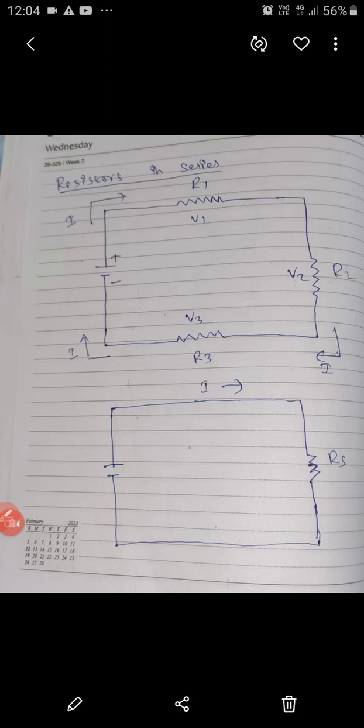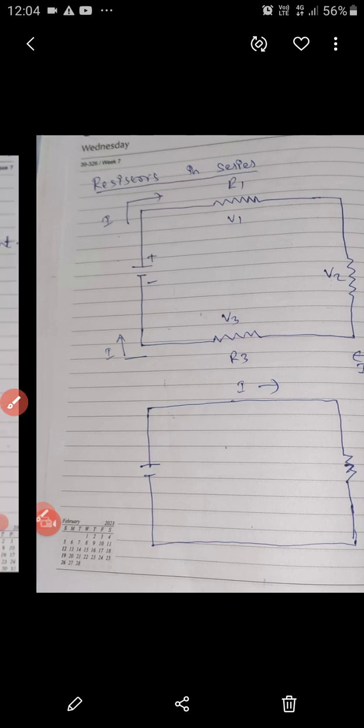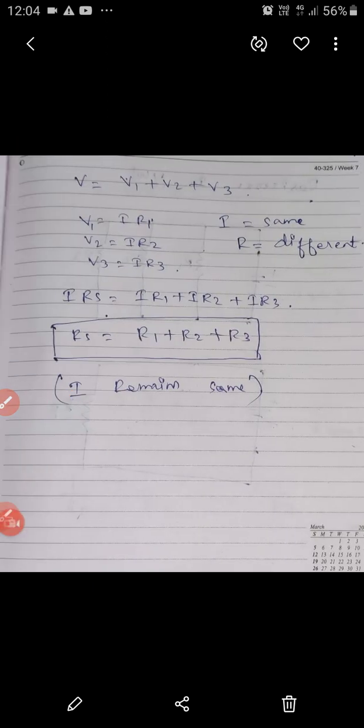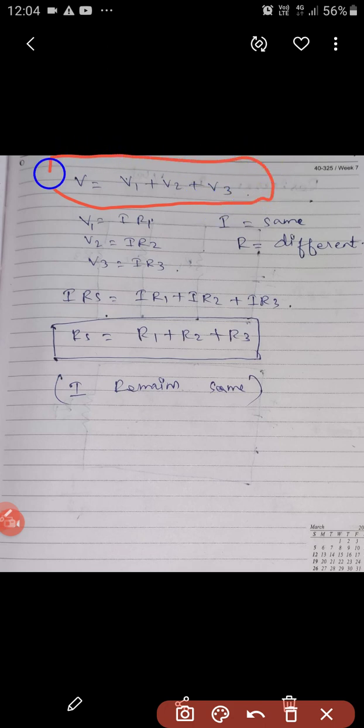I will show you. So this is the equation. It's better you learn this equation by heart so that you can write the resistors connected in series very easily. This is the base equation: V is equal to V1 plus V2 plus V3.